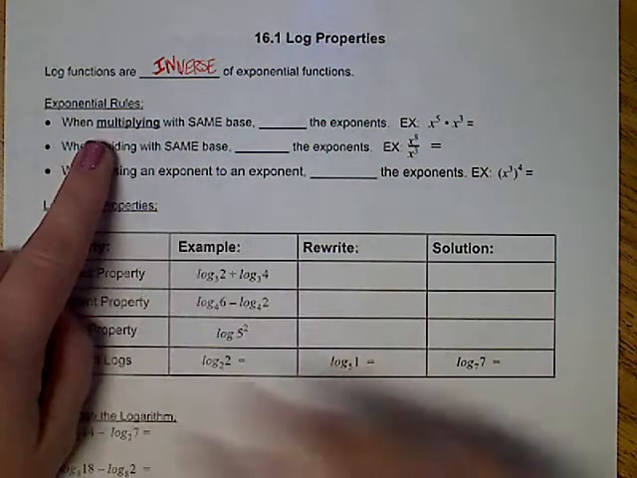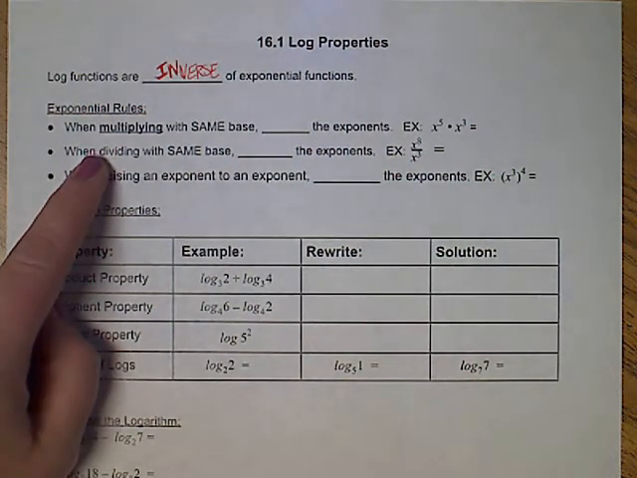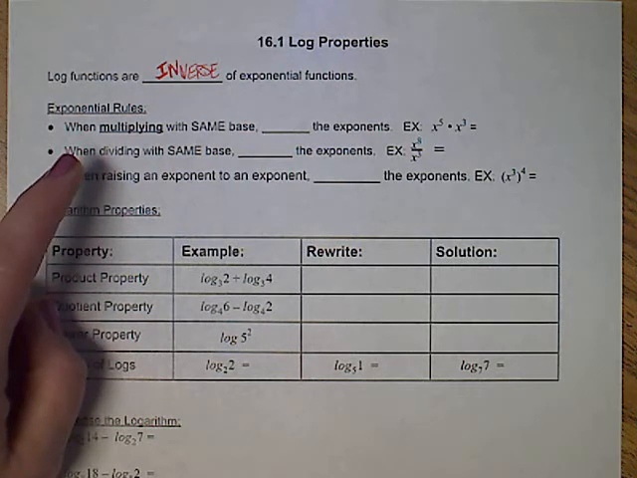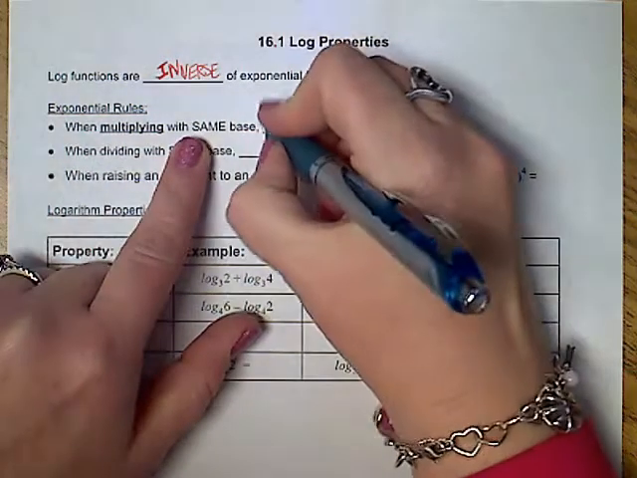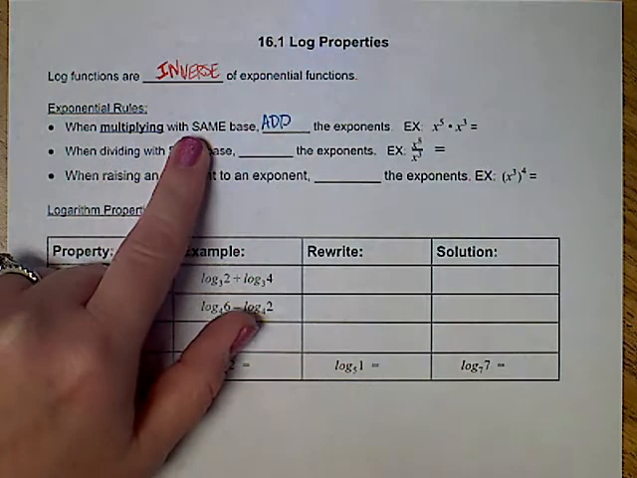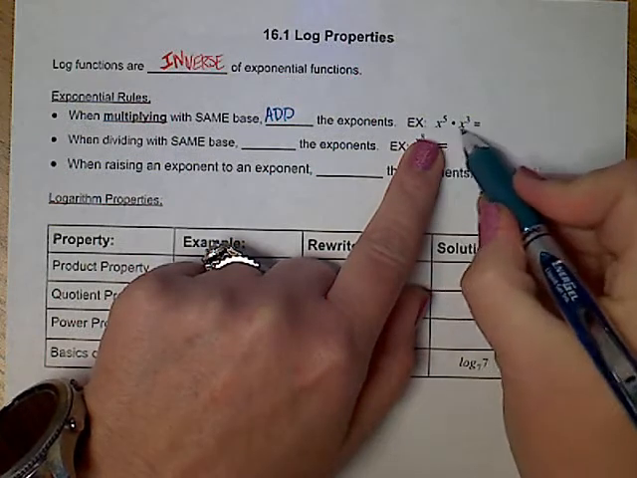Because they are inverses. So you should remember this from, gosh, I know they did this in Algebra 1, but I believe they do it before that. When you're multiplying, as long as you have the same base, you're going to add exponents. You have an example right here. Notice that my base is x on both.